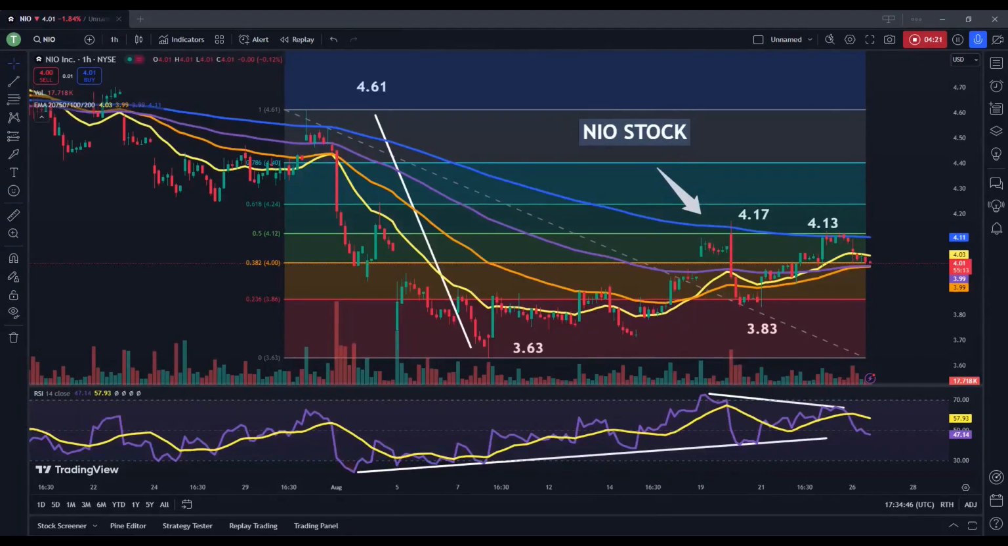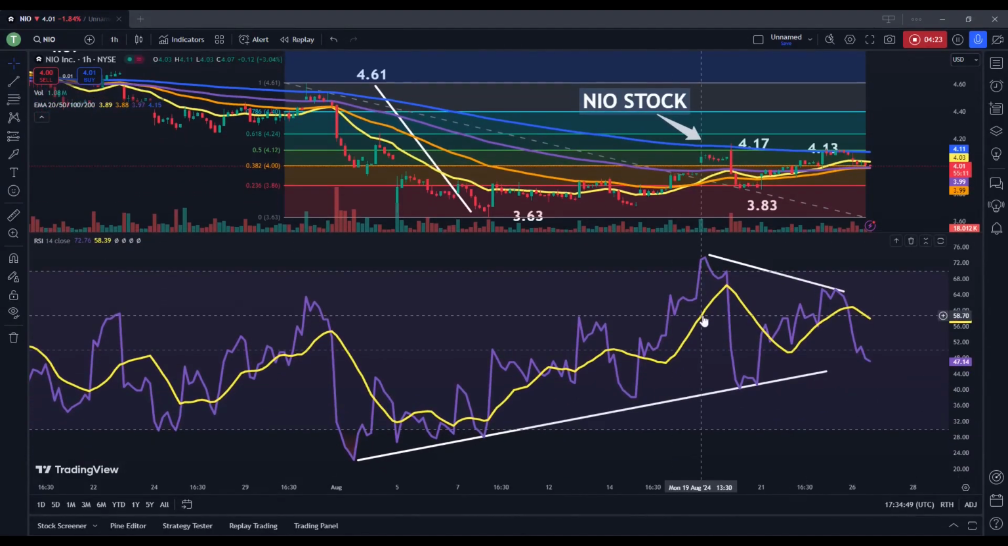If we pull out to the indicator reading, there are also some interesting developments that should be understood at this point. Currently, what we're looking at here is a bit of a symmetrical triangle on the indicator itself. This is the relative strength index coming in at the bottom of the price chart. This is the purple line, and then the yellow line is the exponential moving average of the relative strength index.